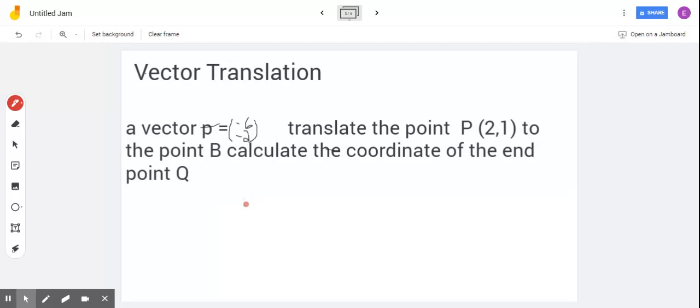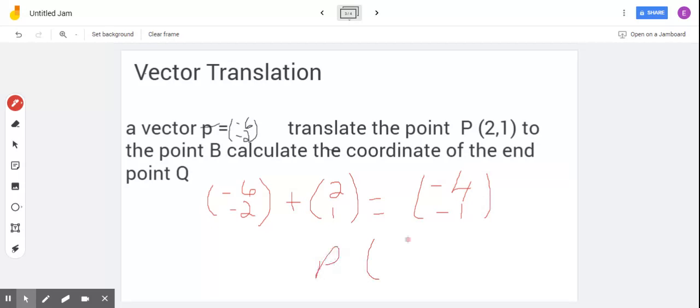So what we're going to do is take the column vector of P, which is (-6, -2). And then we're going to switch the point into a column vector. So we're going to flip that: that's 2 and that's 1. And then we're just going to add them together. So we get -6 plus 2, that gives me -4, and -2 plus 1 is -1. So the ending position we're looking for is (-4, -1).